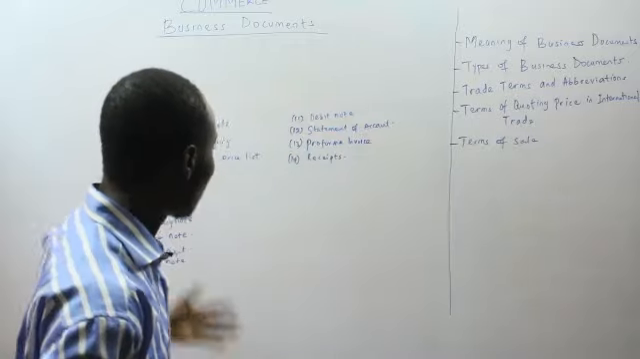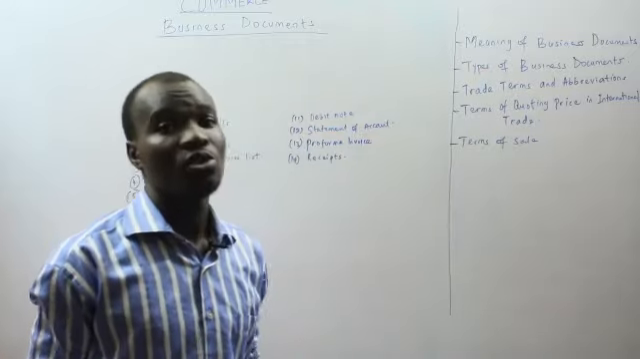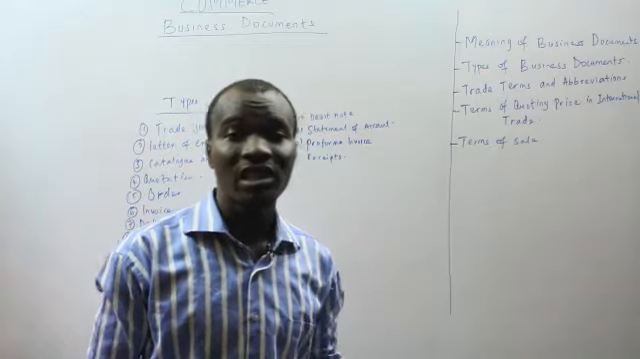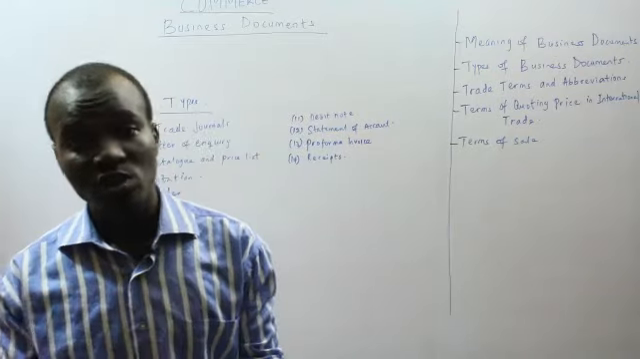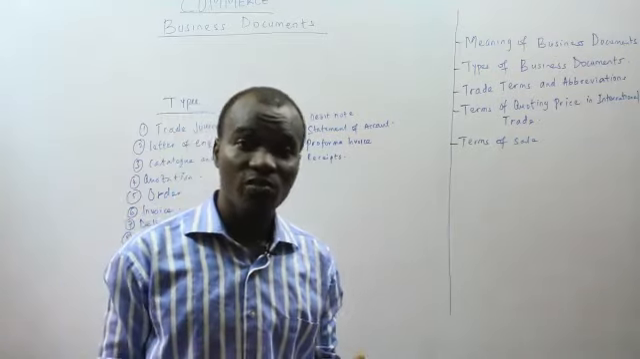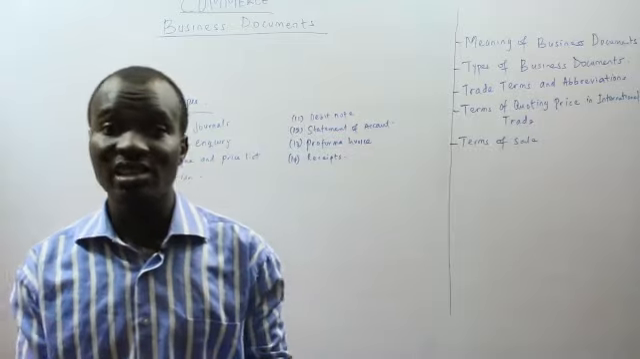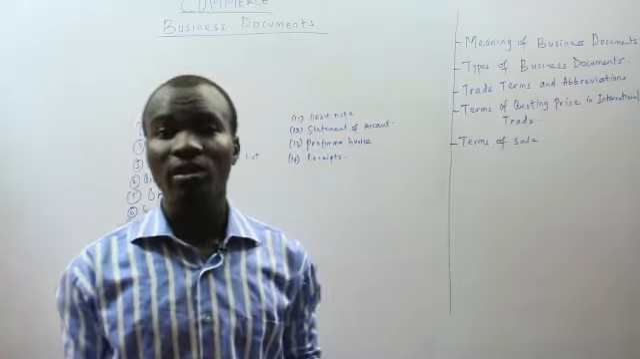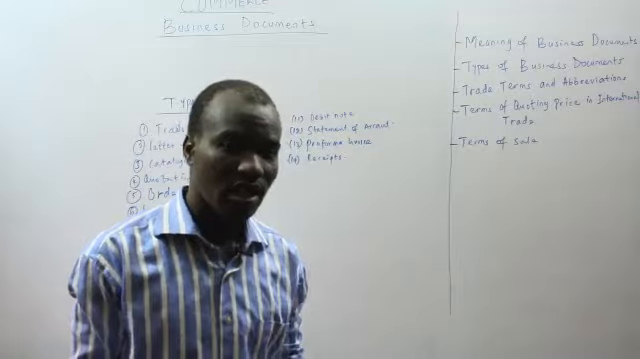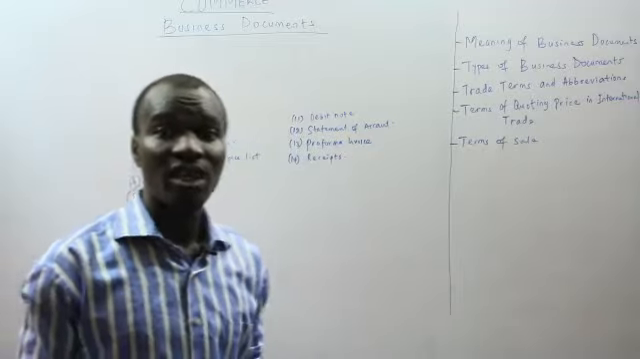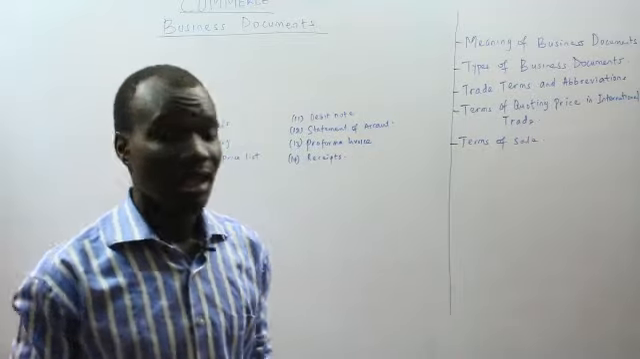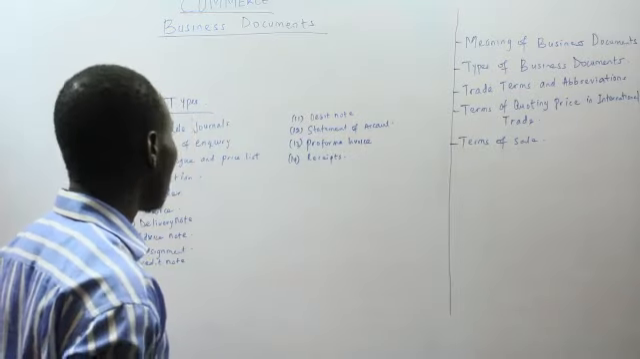So the buyer will send a letter of inquiry to the seller, requesting information about the particular goods, like the details about the goods, and everything will be made available by the seller to the buyer. And the next thing we have is the catalog or price list.